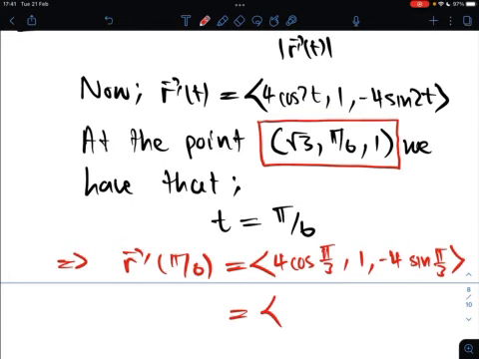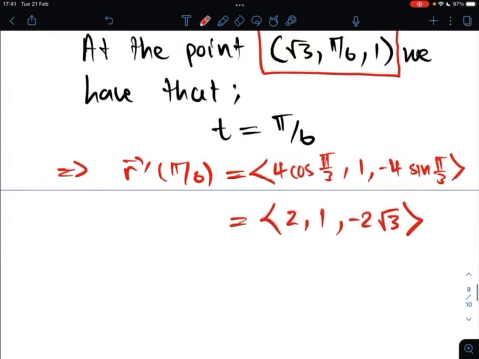And you get half, which gives us 2 here, 1. And obviously, if this is half, this side has to be root 3 over 2. So it's minus 2 root 3. So this is the derivative at this point. You see that? And what does that mean now?